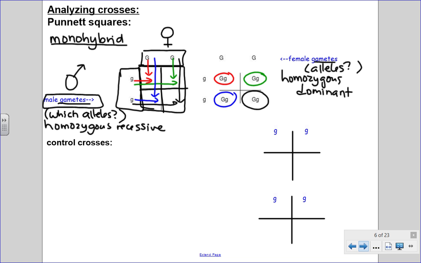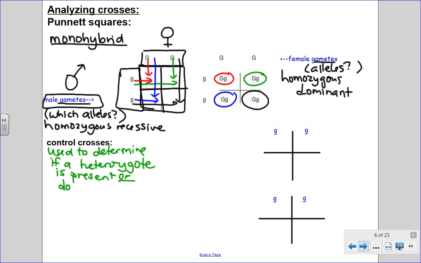Very frequently, we'll use a monohybrid cross as a control cross. A control cross is used to determine if a heterozygote is present or dominant homozygous. So frequently we will use a monohybrid cross, a cross on one characteristic, to try to figure out if an individual has two copies of the dominant gene or one.